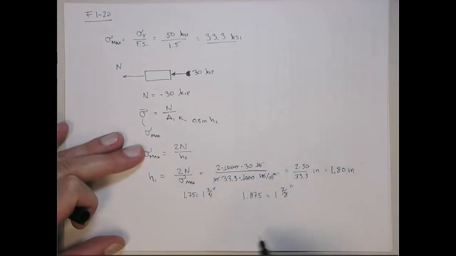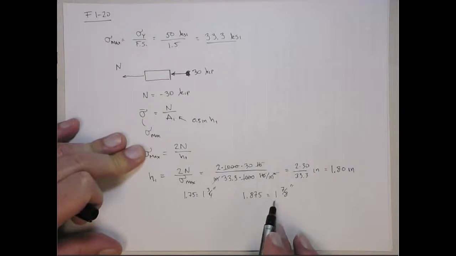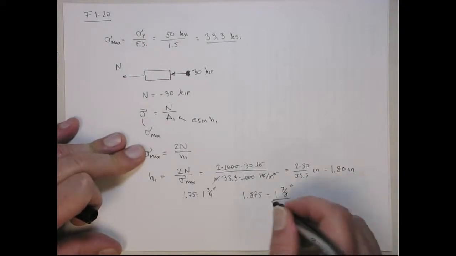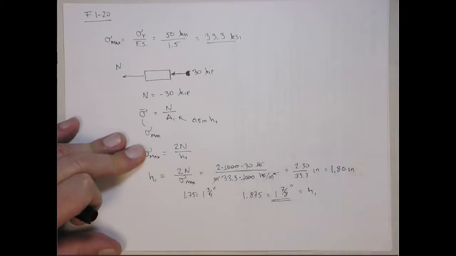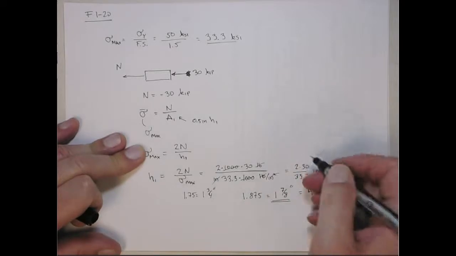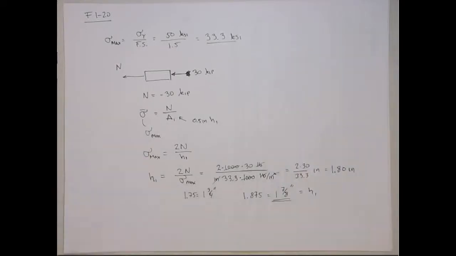Okay? So which one should it be? Obviously, you should err on the over design, so that means H1 should be 1 7/8. It's a little bit over the 1.8, so you have a little bigger than a 1.5 factor of safety. You can actually figure that out if you want. All right, now we do the second part.